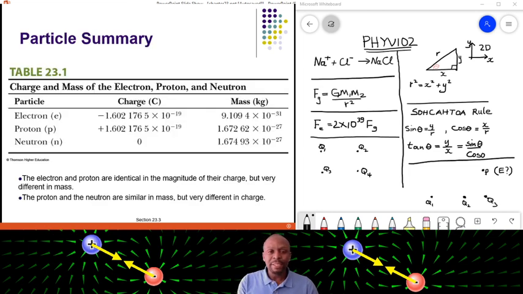Now, here is a summary table giving the charge as well as the mass for electrons, protons, and neutrons. From this table, we can calculate the gravitational force between the electron and the proton, as long as we know the distance between them. We can also calculate the electric force, or Coulomb's force, between the electron and the proton, as long as we know the distance between them.